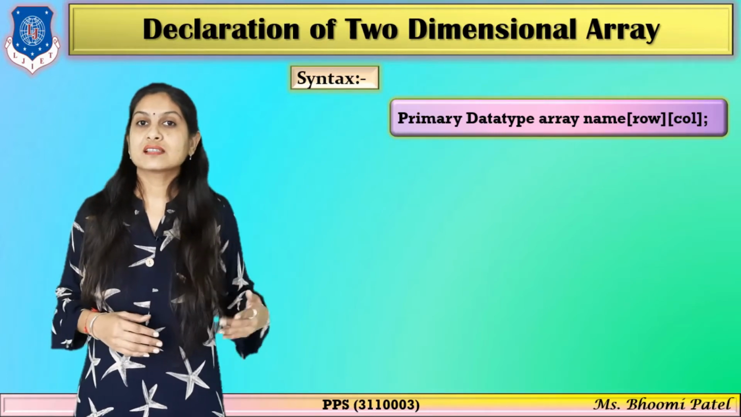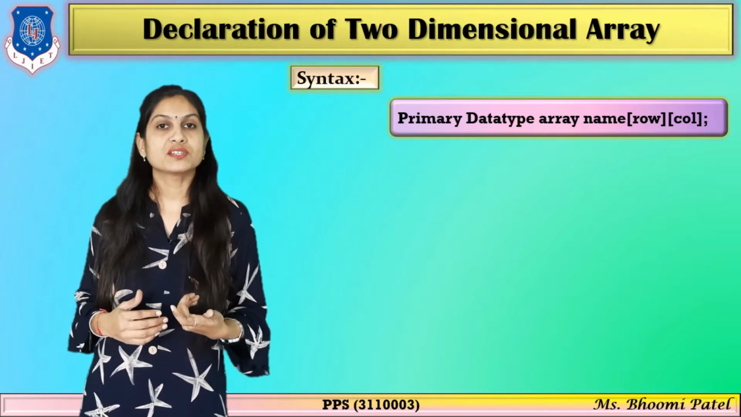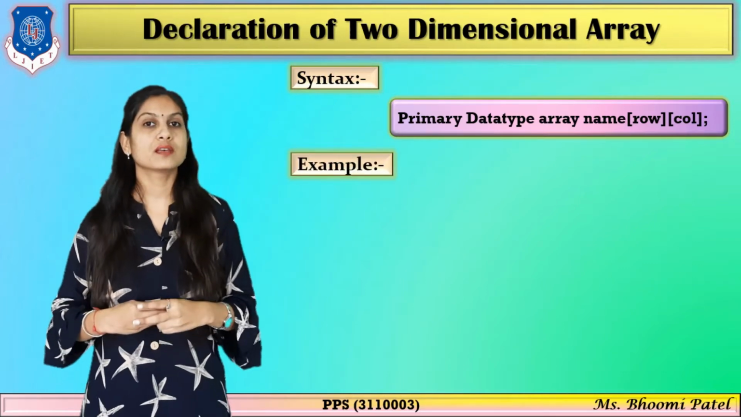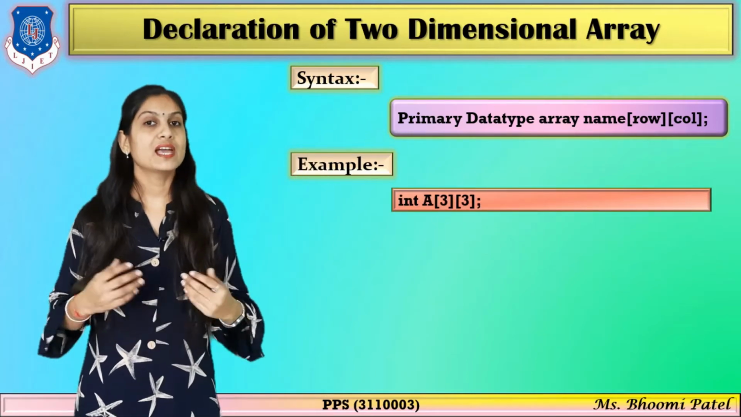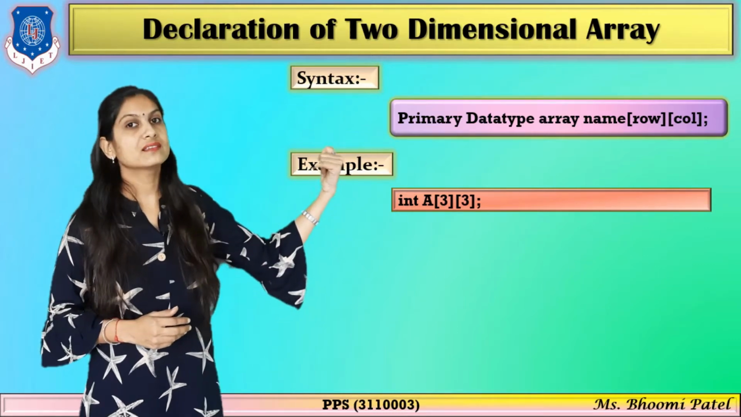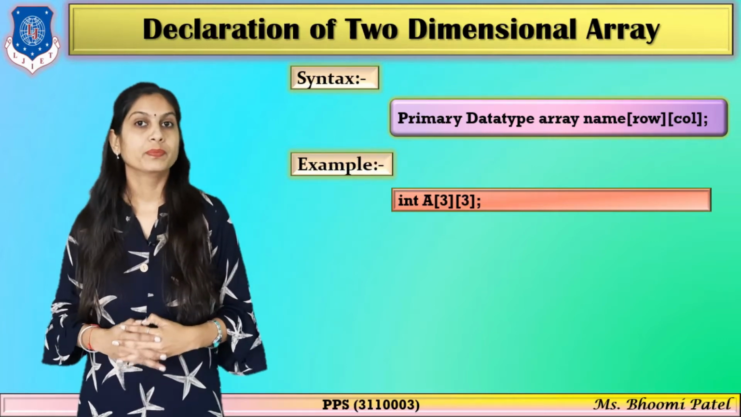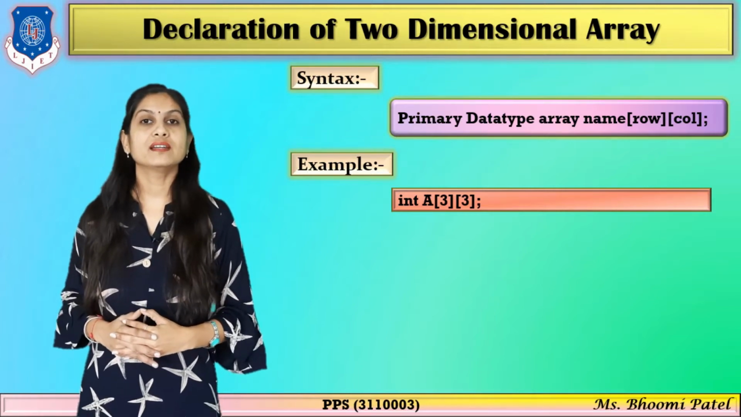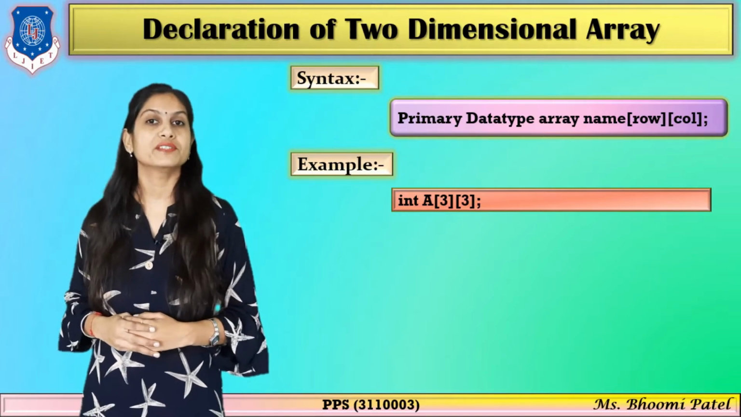As we discussed previously, the row and column concept is used in two-dimensional arrays, and that is mostly used for a matrix. Now the example: suppose I take the integer data type, the array name is A, and how many rows and columns do you want? Suppose 3. Then the first has a row size of 3 and the second has a column size of 3. It is nothing but a 3 cross 3 matrix. So whenever your requirement is for matrix operations, you must use the two-dimensional array.